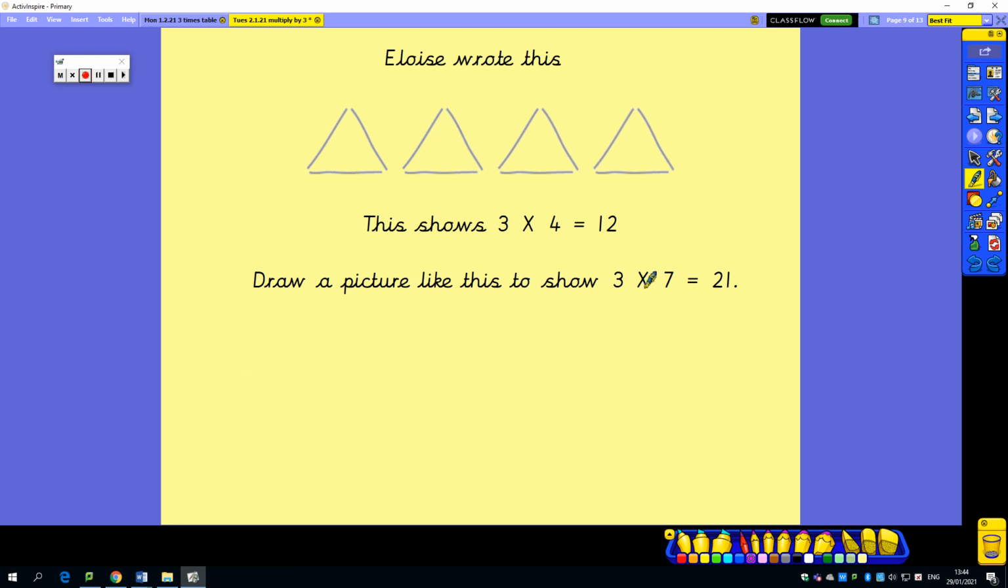Okay, so I need to draw 3, 7 times. So there's one triangle. It's quite tricky with the computer mouse. That's 2. Got 3, 2 times. 3 times. 4 times. 5 times. 6 times. And 7 times. Let's check it equals 21. 3, 6, 9, 12, 15, 18, 21. So you should have had 7 triangles to represent that equation.